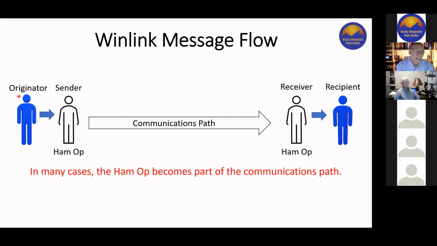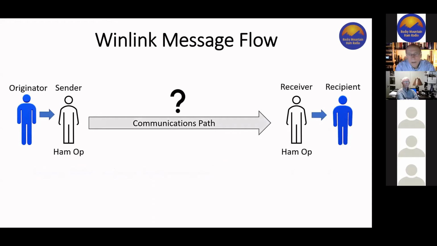The originator doesn't care how the message gets to the recipient. He probably, or she, doesn't understand ham radio at all, has no clue about what we do. They don't care. They just want to hand you the message and they expect it to get to the recipient. So at that point, we as ham radio operators become part of the communications path. And of course, it works the other way around. When the person that got the message originally wants to send a response back, it just turns around and goes the other direction, and this person becomes a sender, and this person becomes a receiver at that particular point in time.